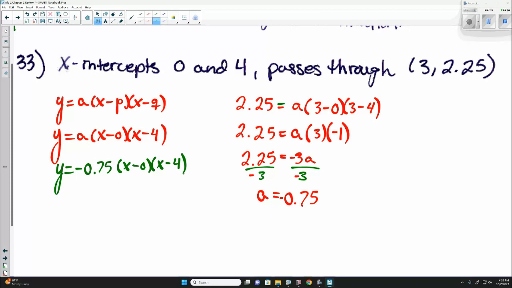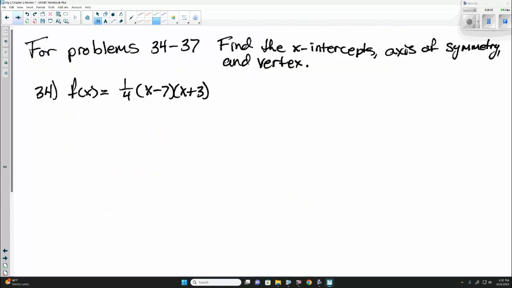Yep. Or we can say y equals negative 3/4 times x minus 0 times x minus 4. And that's it for that there.